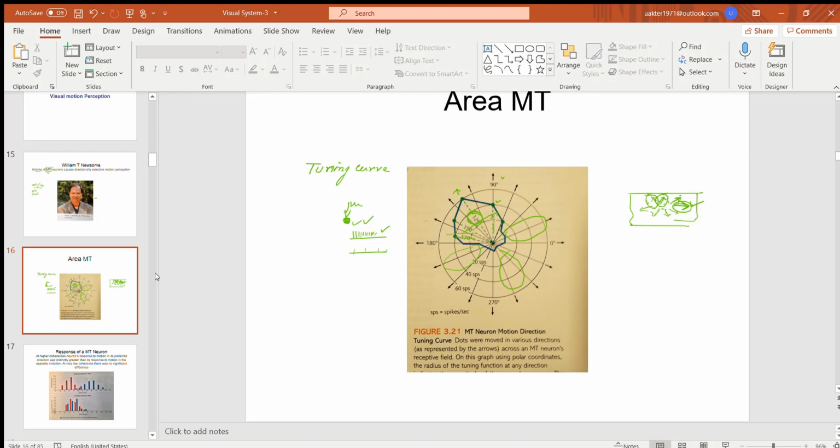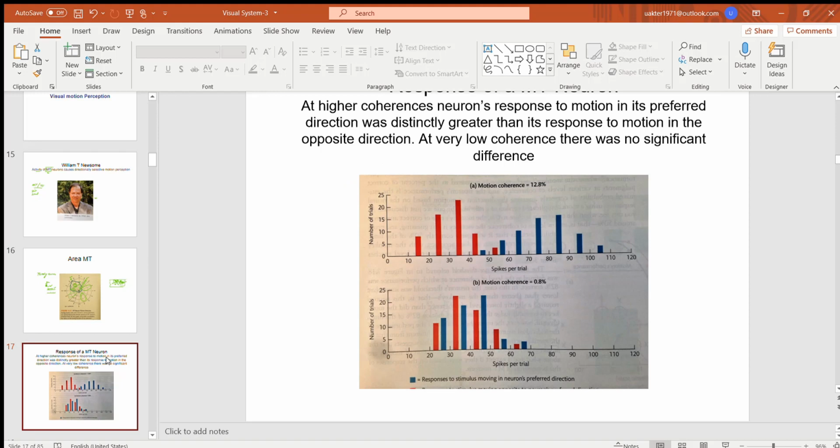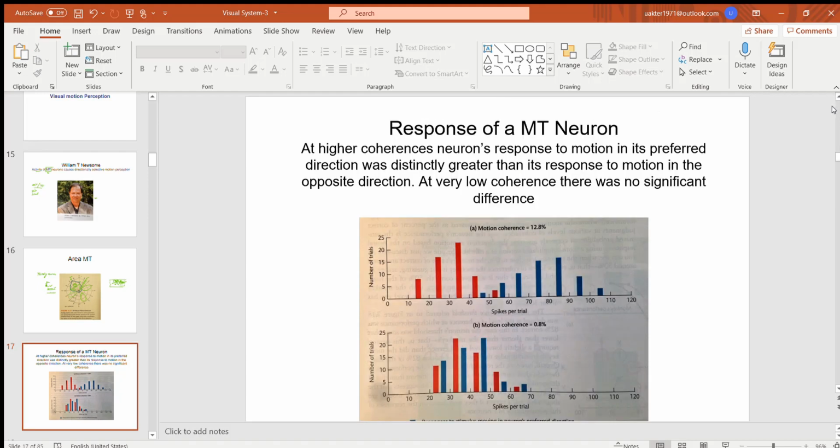In some cases we see very narrow tuning. That means this neuron is very selective to a particular direction. So some neurons have a narrow tuning curve, some neurons have a broad tuning curve, but clearly the neurons have preferred directions. Okay, and now this is the histogram showing that MT neurons respond to a particular direction, and this is from another neuron, with spikes per trial. So you see the firing. If you go this way, the firing or action potential increases. That means the neuron fires more this way and less this way.